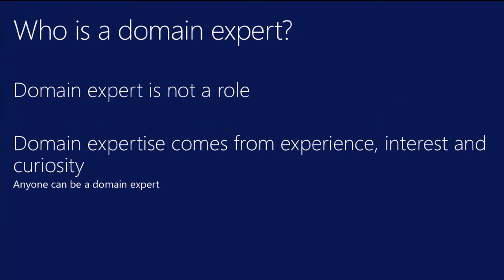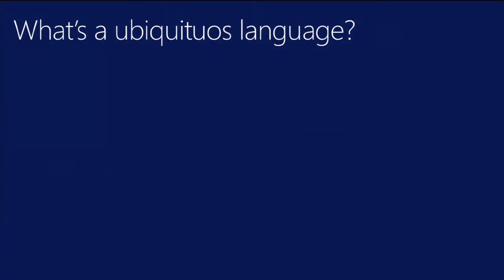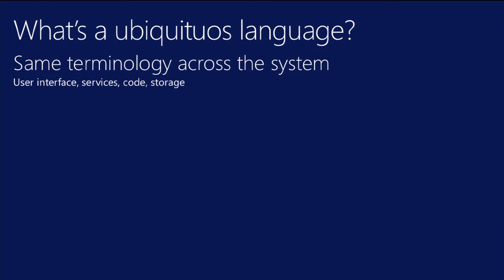So the next thing, another cornerstone of domain-driven design, is ubiquitous language. What does ubiquitous mean? It means something that is found everywhere. And a ubiquitous language, then, is a shared language. It's a language that contains the terminology that we use across the system. We have it in the user interface. We have it in our code. We have it everywhere, so that wherever you look in the system, you will recognize the language because it's shared.